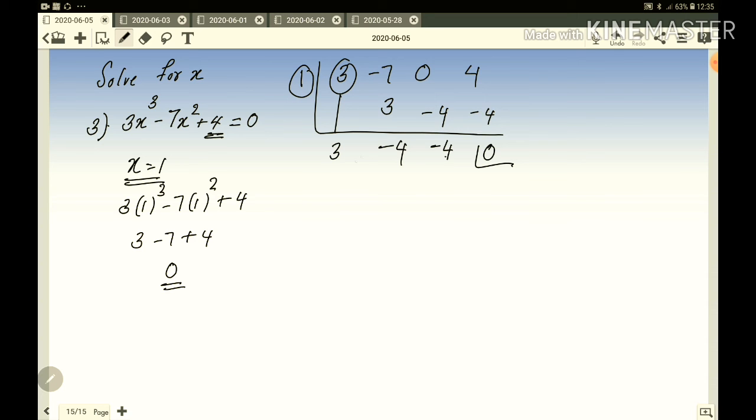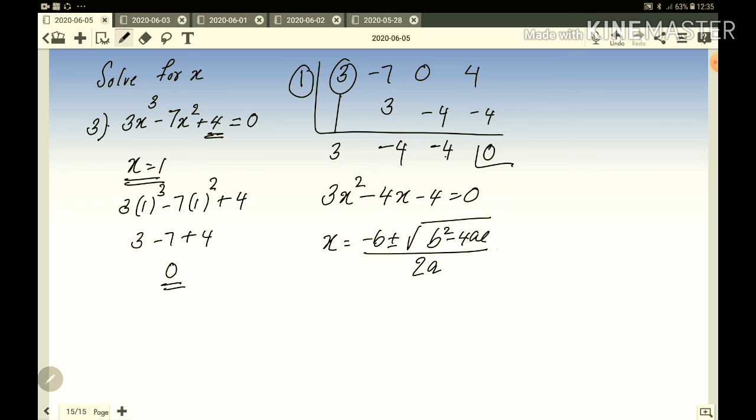The next two x values are here in this quadratic. Can you write the quadratic equation? 3x squared minus 4x minus 4 is equal to 0. This one is not easy to factorize. So what you need to do, just go with the quadratic formula, then find those two x values. Let me go with the quadratic formula, that is x is equal to minus b plus or minus square root of b squared minus 4ac, all divided by 2a.